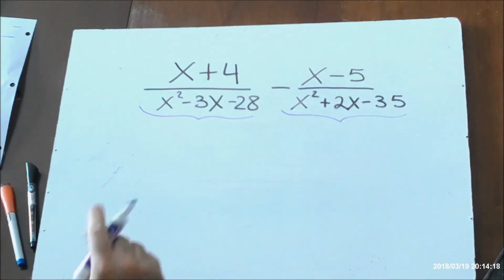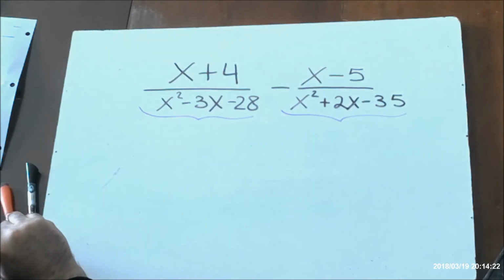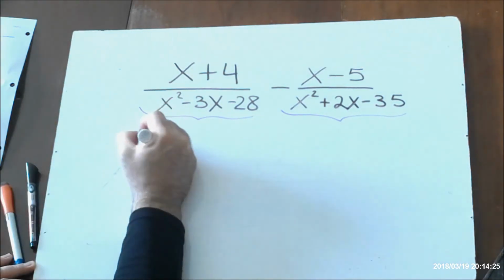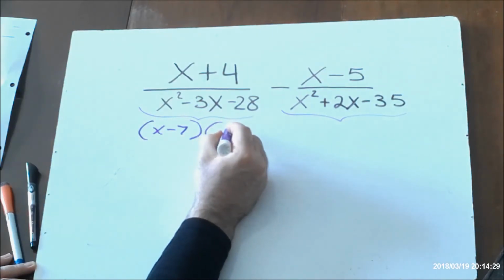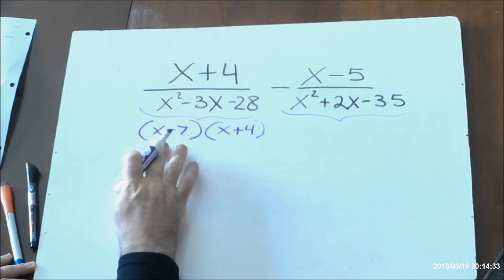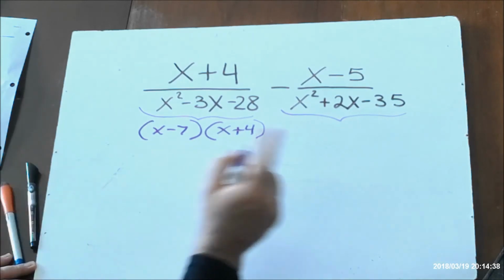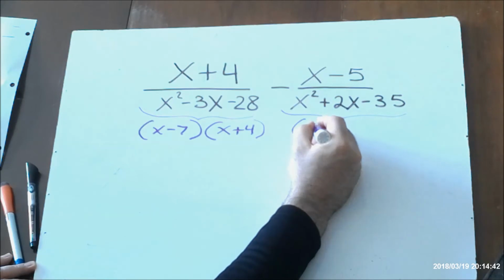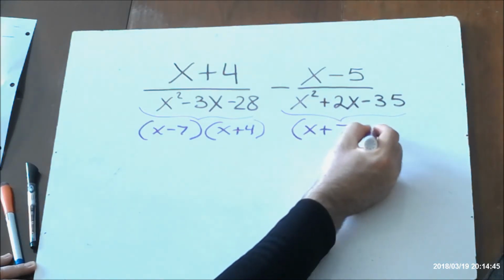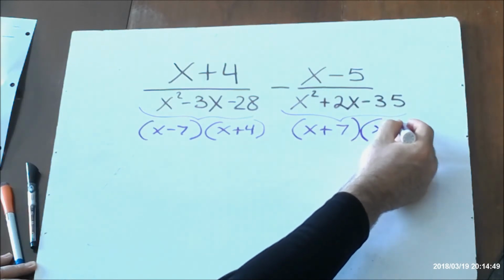So this one, again, I'm looking for two numbers that multiply to be negative 28, add to be negative 3. In this case, we have negative 7 and positive 4. Make sure your 7 is the one that's negative because it has to add to be negative 3. This one over here is going to factor to x plus 7 and x minus 5.